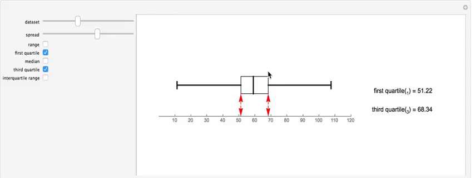The third quartile is the right side of the box. So 25% of the data is on this side and 75% of the data is on this side. If you're talking percentiles, this is the 25th percentile, the 50th percentile, and the 75th percentile.